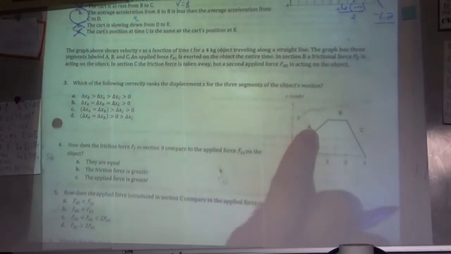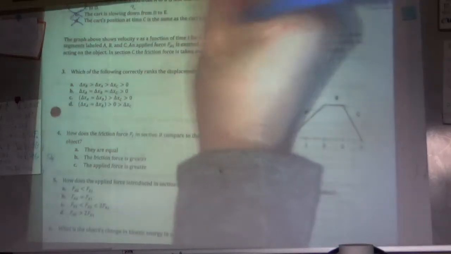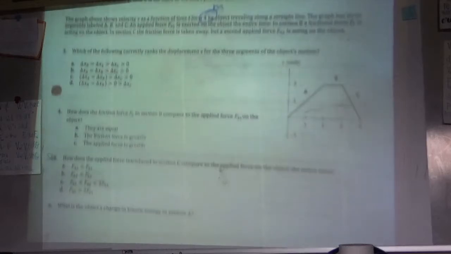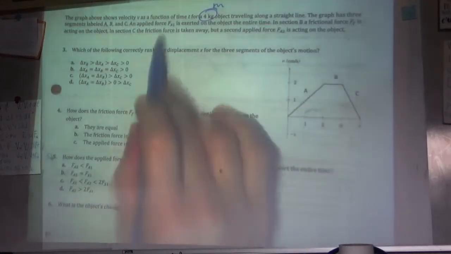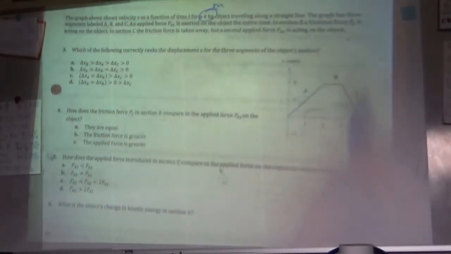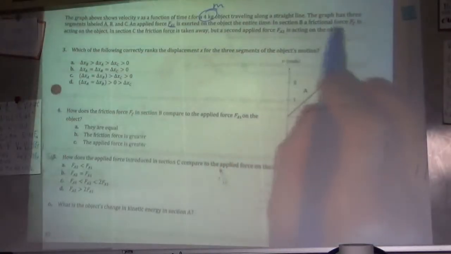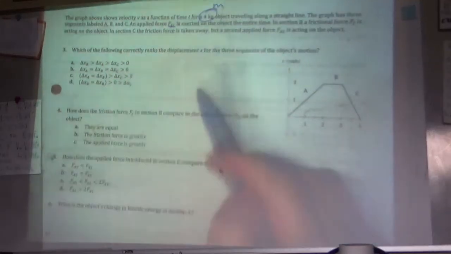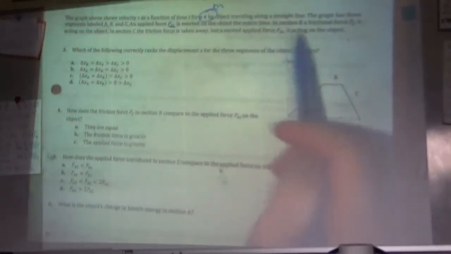This graph shows velocity as a function of time for a 4-kilogram object traveling along a straight line. The graph has 3 different segments, A, B, and C. For the entire time, there's an applied force of FA1. In the second section, there is now a frictional force. And in section C, the friction force is taken away, but now there's a second applied force, FA2.